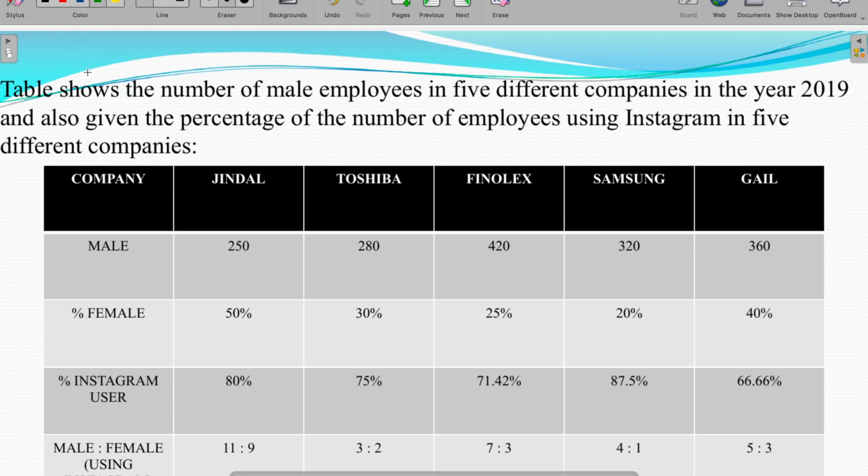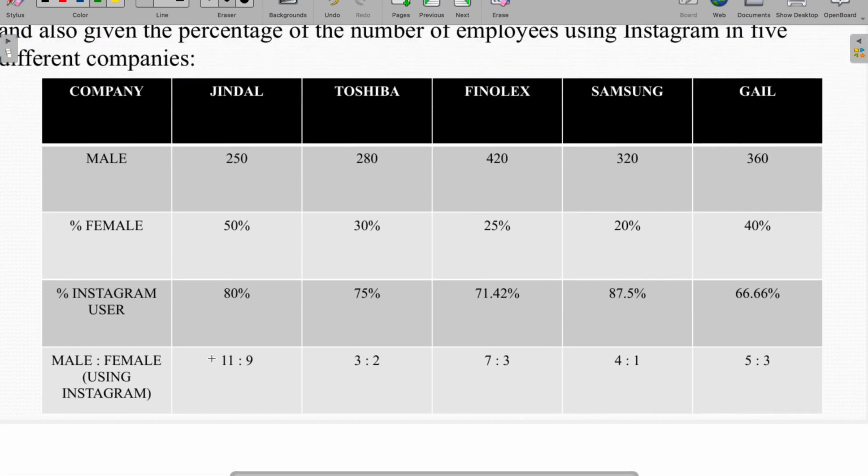The table shows the number of male employees in 5 different companies in the year 2019. It is the 2019 data, and it also gives the percentage of employees using Instagram in the 5 companies. So I have the total number of males, the percentage of females, the percentage of Instagram users, and also the male and female Instagram users. So one column depends on another column. If you get something like this, one column is completely dependent on another.